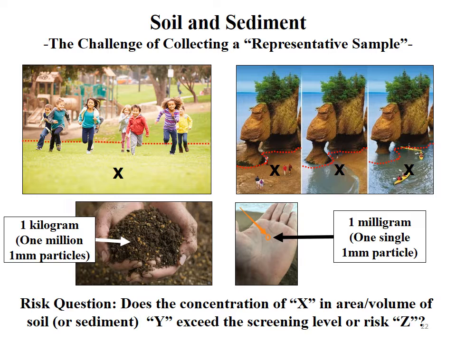So you have to start basically back with the risk question. What do we want to know? This applies to any type of sampling, whether it's water sampling, fish sampling, or soil. Start with thinking about what you want to know specifically. In this case, it's: does the concentration of X in the area or volume of soil or sediment, Y, exceed the screening level of risk Z?